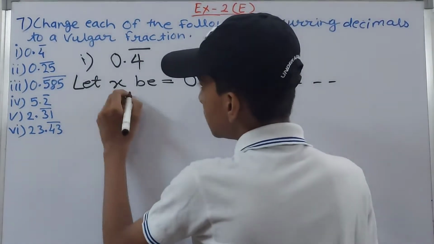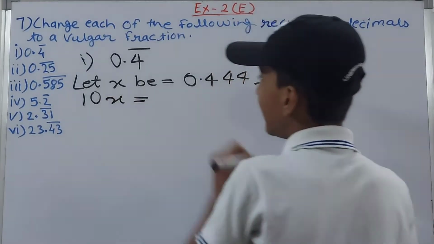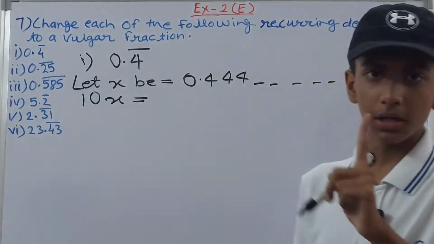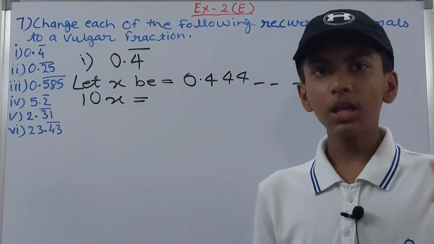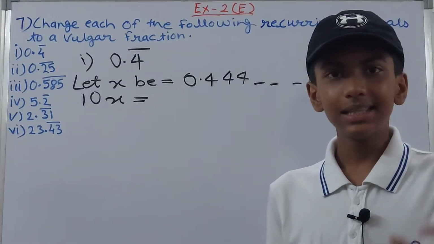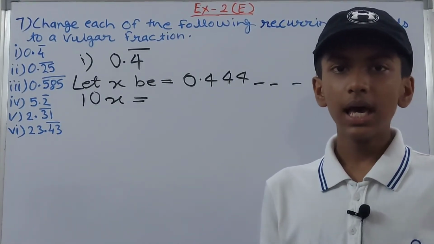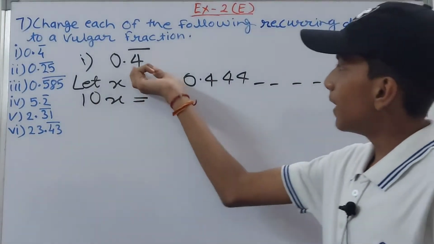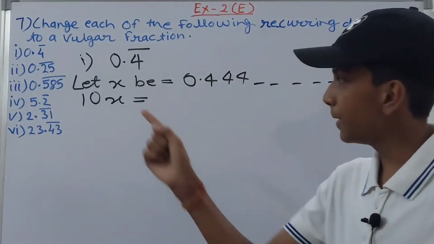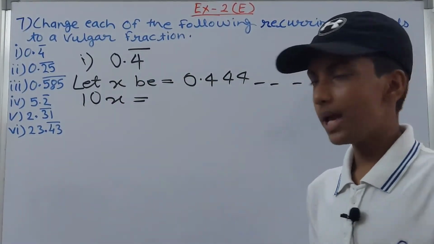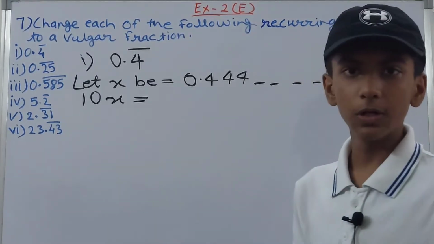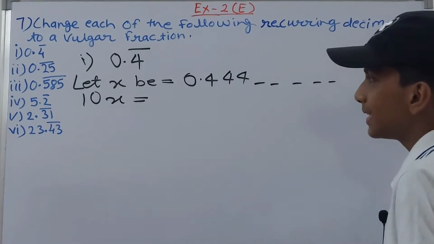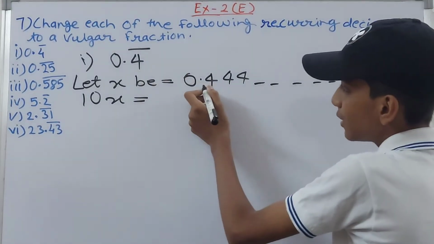Now we will say 10x is equal to... why 10x? After the decimal, 1 place is repeating. The number of digits being repeated, that many zeros are put with 1. Here 1 digit is repeating, so we put one 0 with 1 and get 10, so 10x is equal to... This is very important to write as well. And we simply multiply x by 10.